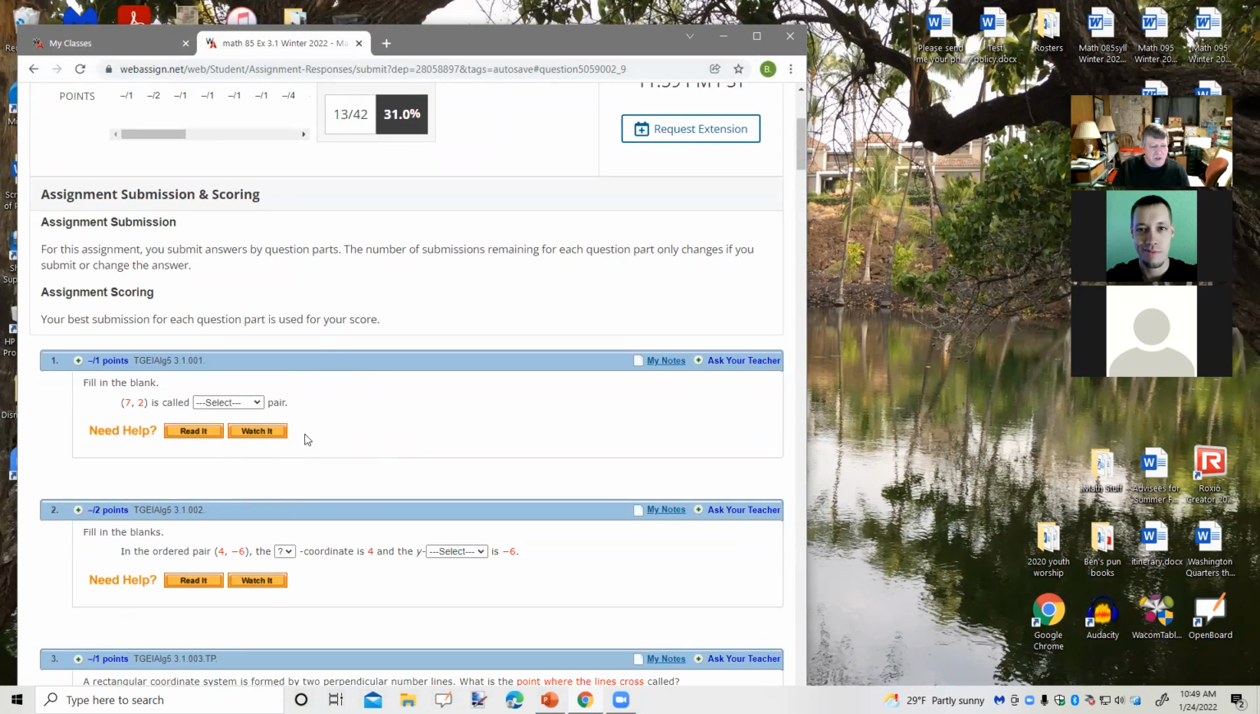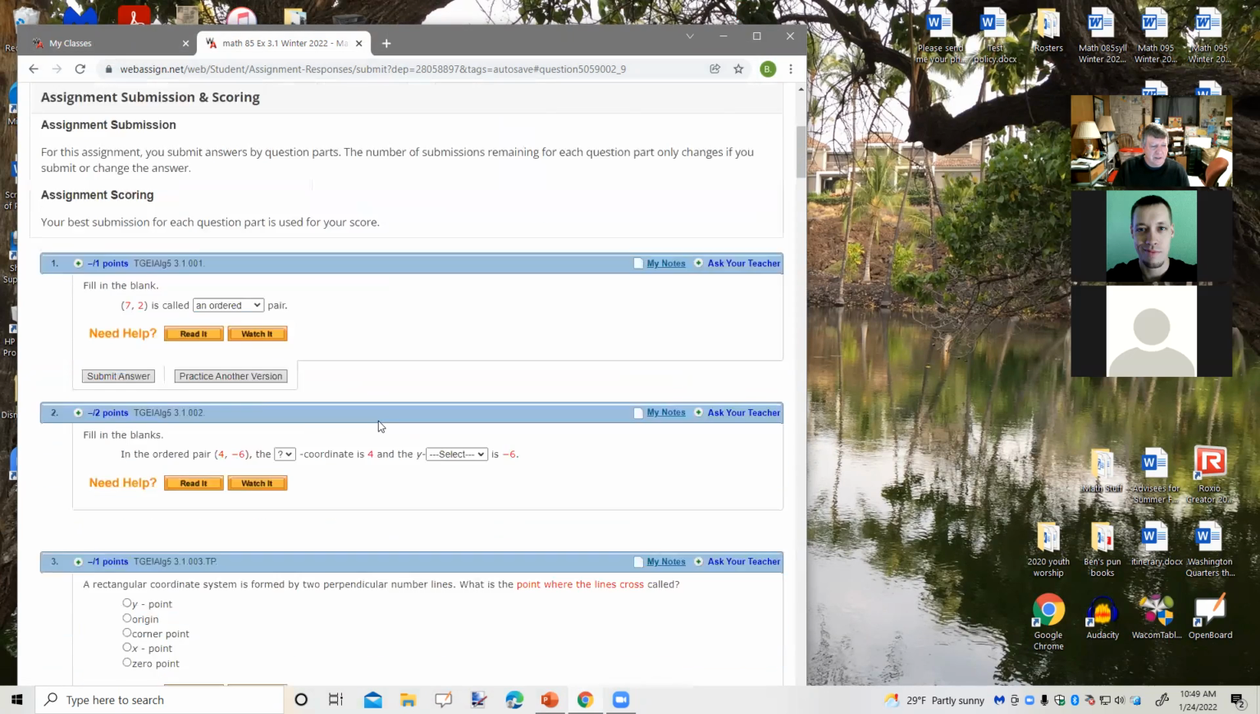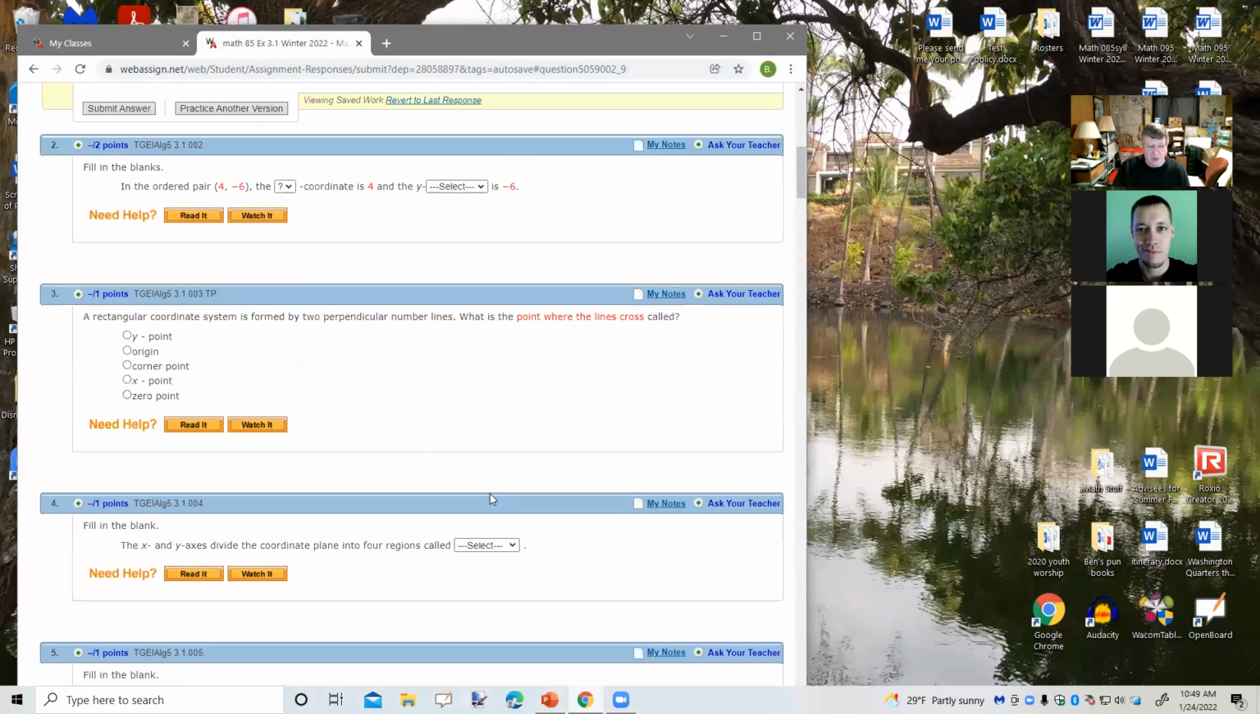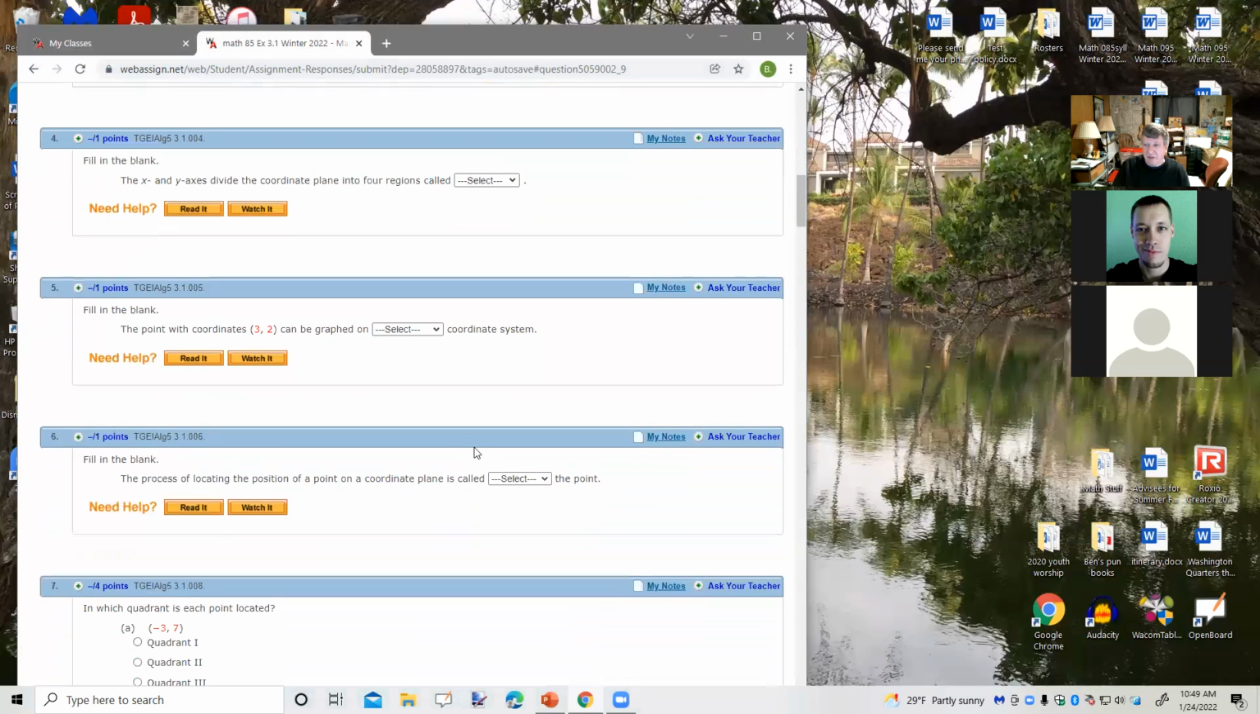So these first questions have to do with vocabulary, fill in the blank. This is called what? It would be an ordered pair. In the ordered pair, the blank coordinate is 4. That is the x coordinate, and the y coordinate is -6. Where the 2 meet in the middle is called what? The origin.